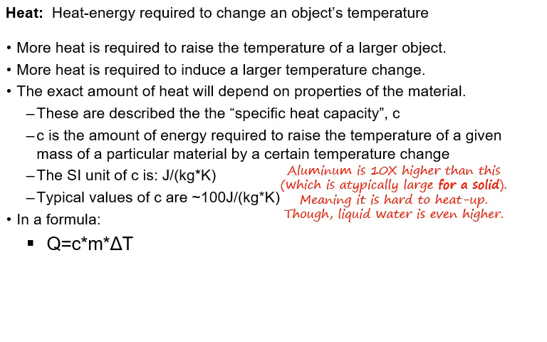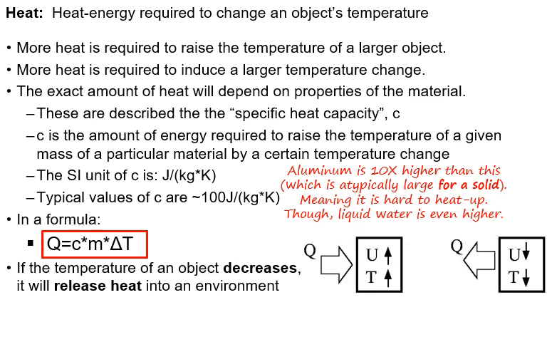So formulaically, the formula that we need to know is this: Q, the heat transfer, is equal to the specific heat capacity times the mass of an object times delta T. So Q is c m delta T.